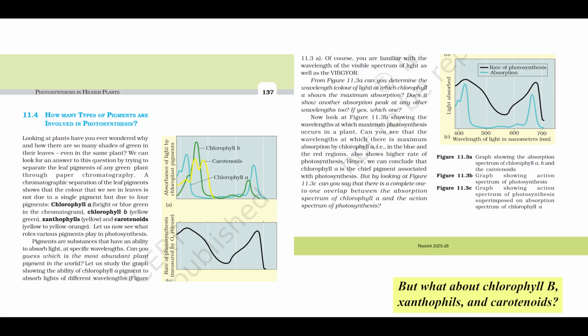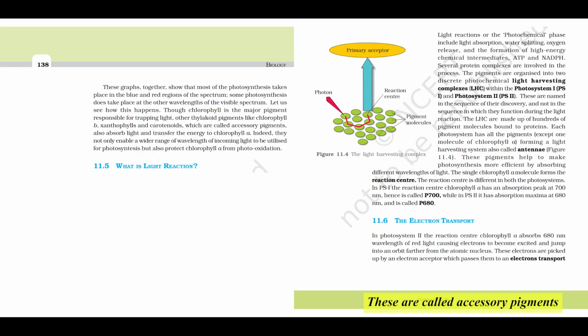But what about chlorophyll B, xanthophylls, and carotenoids? These are called accessory pigments, and they play crucial, multifaceted supporting roles. They're incredibly important for several reasons. Firstly, they absorb light at wavelengths different from chlorophyll A. This effectively broadens the spectrum of light that the plant can utilize for photosynthesis. So light that chlorophyll might miss can still be captured.